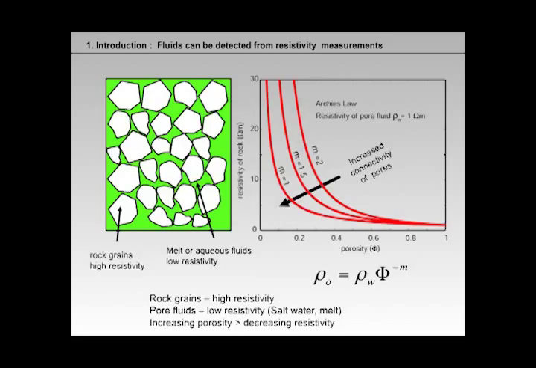Permeability also comes into it. Obviously, these pores could be isolated and not really have a big effect on resistivity. So permeability comes into Archie's law through this exponent. And again, it's lab experiments which are really key here in interpreting the data.